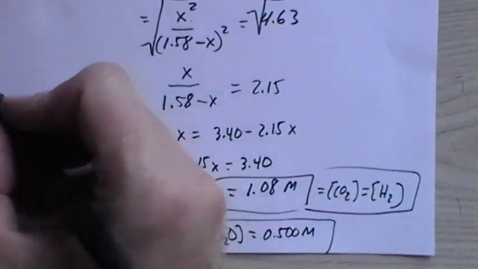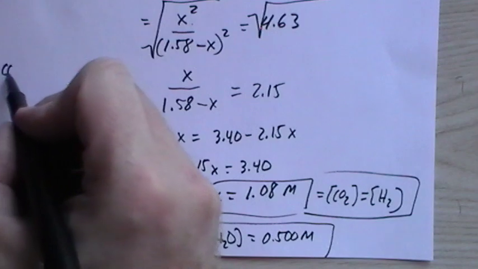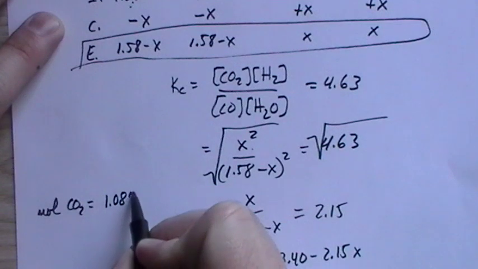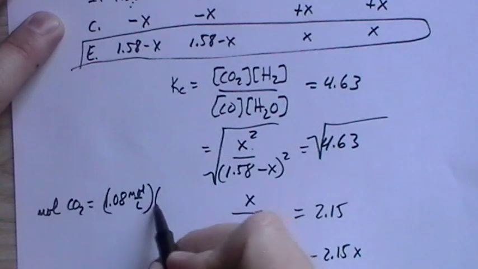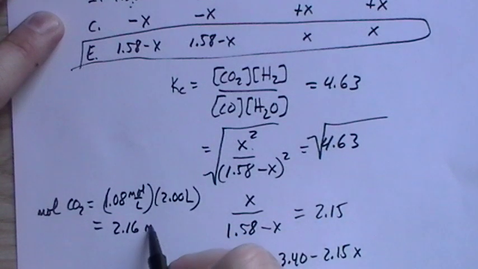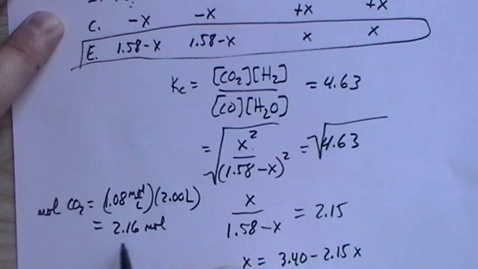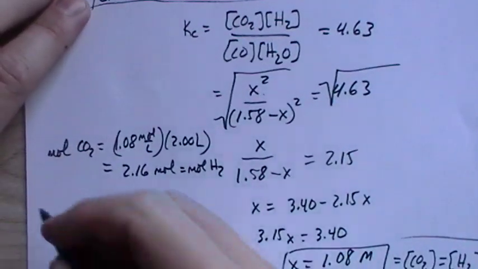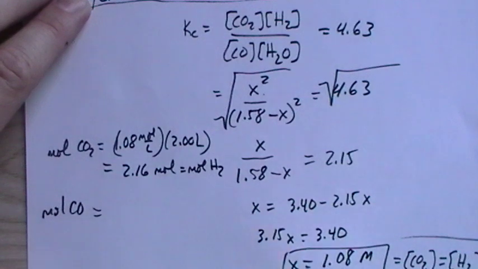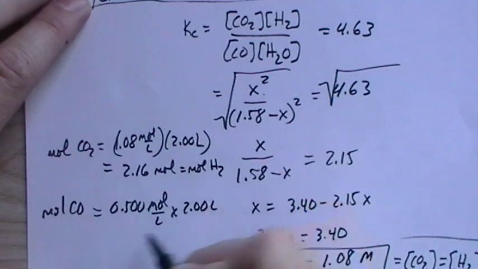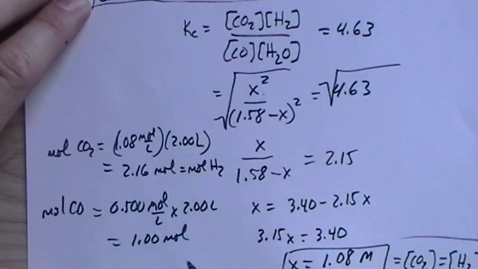So we have to take the moles of CO2 equal the concentration, which is 1.08 moles per liter, times the liters. And what were the liters? 2. So this is going to be 2.16 moles. And that's also going to be the moles of hydrogen. And I'll tabulate this in a second. And then the moles of CO will be 0.5 moles per liter times liters, and we end up with 1 mole, which is also going to be the moles of, what's the other one? Water.